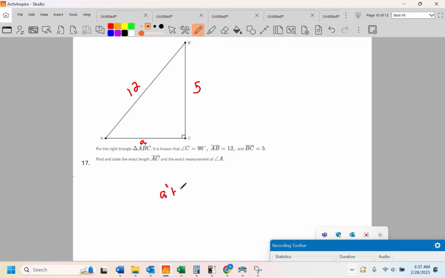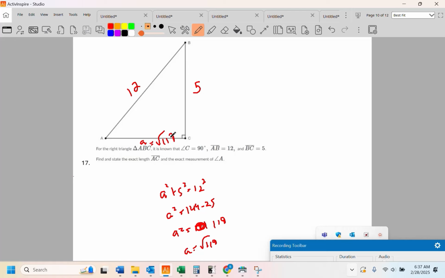A squared plus 5 squared is 12 squared. A squared is 144 minus 25. A squared is 121. Is it really? No, I made a mistake this morning. It's 119. So A is the root of 119.